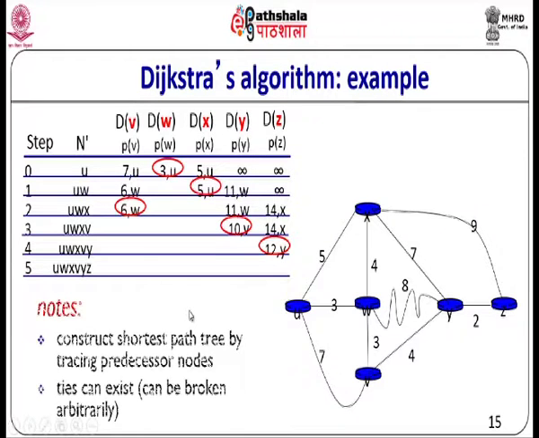So once this is available, you construct the shortest path tree by tracing the predecessor nodes. Remember, this entire graph is available. On this graph you have to construct the shortest path tree. Once you have the shortest path tree constructed, our entire route is available for us. Now you could have ties, because there may be two paths with the same cost. They can be broken arbitrarily. Normally it is broken by choosing the node which has a lower ID or the highest ID or something like that. Okay. So in this case, this will be the path that we have for all the nodes in this network.